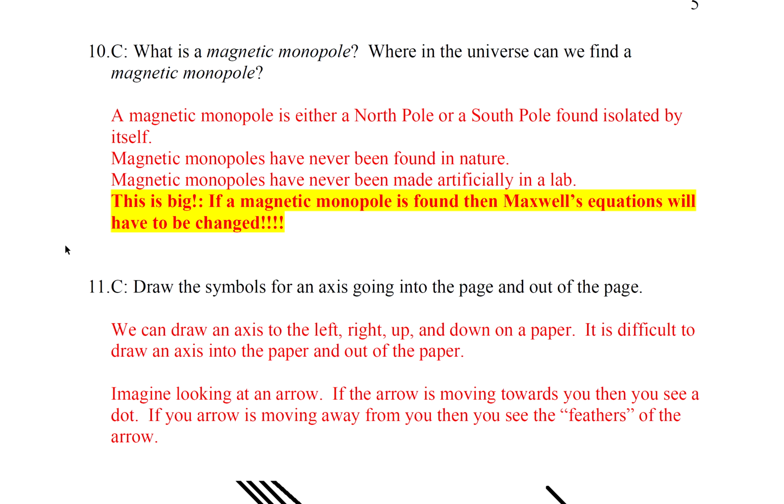Question 10. What is a magnetic monopole? Where in the universe can we find a magnetic monopole? A magnetic monopole is either a North Pole or a South Pole found isolated by itself. Magnetic monopoles have never been found in nature, and they've never been made artificially in a lab. If they are found or discovered, then Maxwell's equations will have to be changed, and that's big.